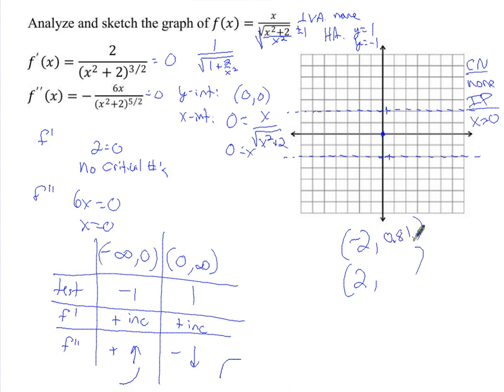0.81. Positive or negative? This one's negative. What about this one? That one's going to be positive. Same result, but positive. Okay, so 0.81. Again, this is 0.5 right here. So we have -2, 0.5. We're going to be right about there. And then we have +2, 0.5, so we're going to be right about there.